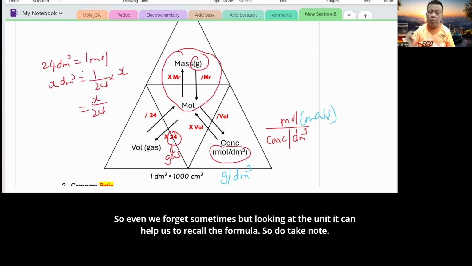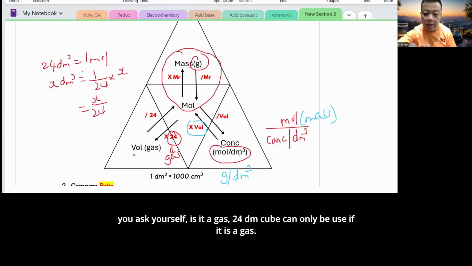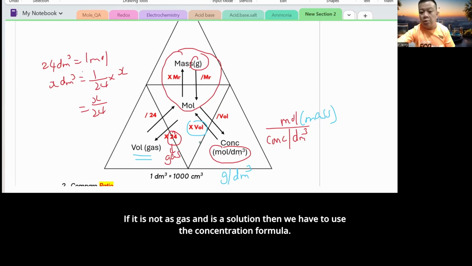So even if we forget sometimes, by looking at the unit, it can help us to recall the formula. So do take note. Volume is seen in two parts of it. You've got a volume here, you've got a volume here. But take note, you ask yourself, is it a gas? 24 dm³ can only be used if it is a gas. If it's not a gas, if it's a solution, then we have to use a concentration formula.